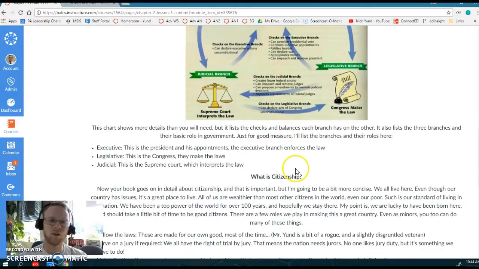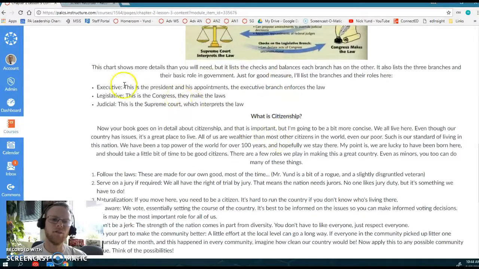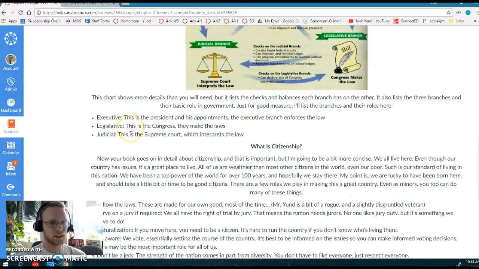Here's a rundown of the three branches again now. We have the executive branch. This is the president and his appointments. The executive branch has the job of enforcing the law. The legislative branch, also known as the Congress, being the House of Representatives, and then the Senators, the Senate, make the laws. And the judicial branch is the Supreme Court and the court system.